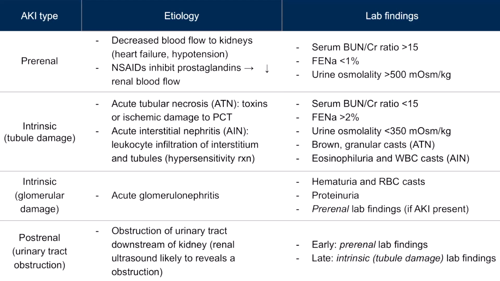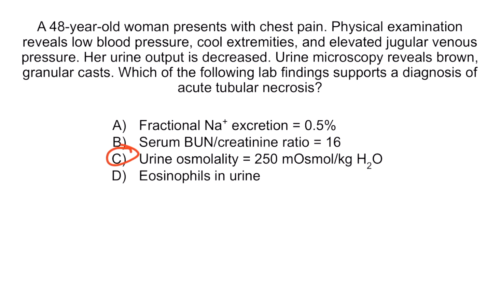We can see that intrinsic azotemia usually presents with a BUN to creatinine ratio less than 15, fractional excretion of sodium greater than 2%, and a urine osmolality less than 350, all of which indicates that the tubules aren't working. So the correct answer is C, urine osmolality of 250 milliosmoles per kilogram of water. A is incorrect because a fractional excretion of sodium of 0.5%, which is less than 1%, would be more indicative of a prerenal condition. But again, given the brown granular casts, the patient most likely has intrinsic azotemia and acute tubular necrosis. B is incorrect by similar logic.